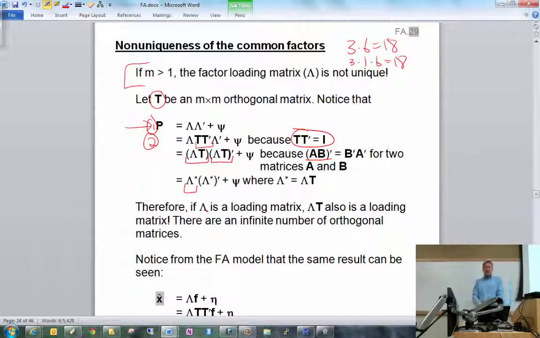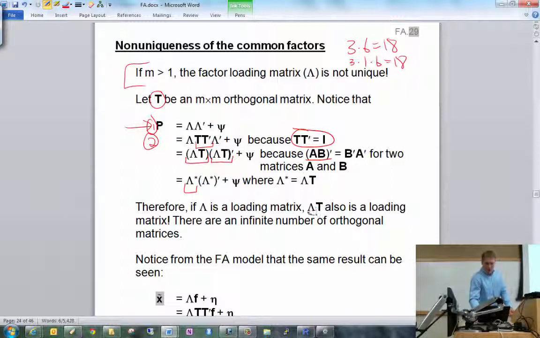And so essentially what I have here now is my factor analysis equations. All I'm doing is just using a different factor loading matrix. That's it. Everything's still going to equal the same thing it was before, but I have just a different factor loading matrix in there.